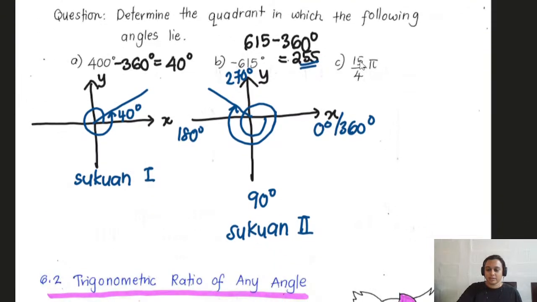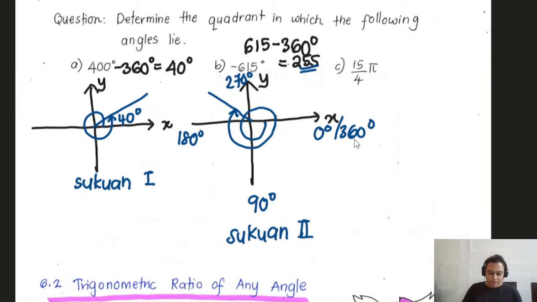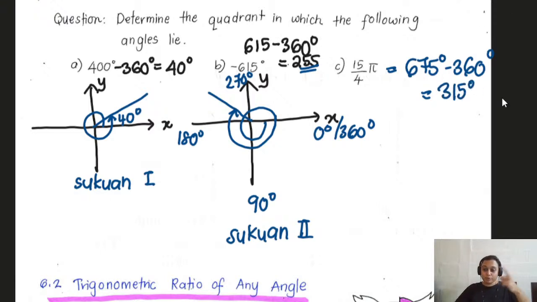Okay, then the last one here. 15/4 pi. So that one tukar first the bentuk to normal sudut, which is 675. Jadi 675 means, you tolak 360. Kita dapat 315. You have to draw extra 315.